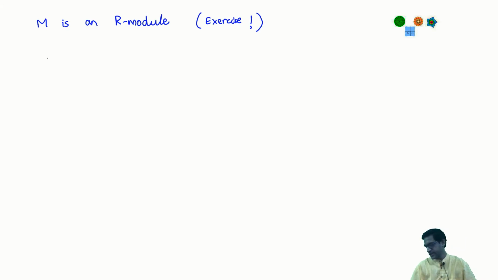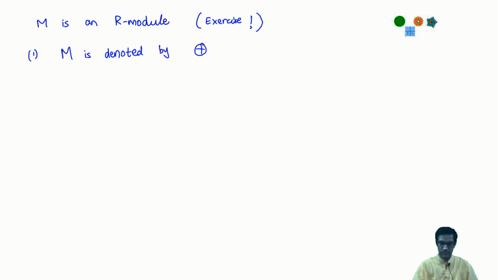Now this is called the direct sum. So here are some remarks. M is called the direct sum of the Mi's and is usually denoted by the direct sum symbol. This is the usual notation for the direct sum of Mi, i ranging from 1 to k.